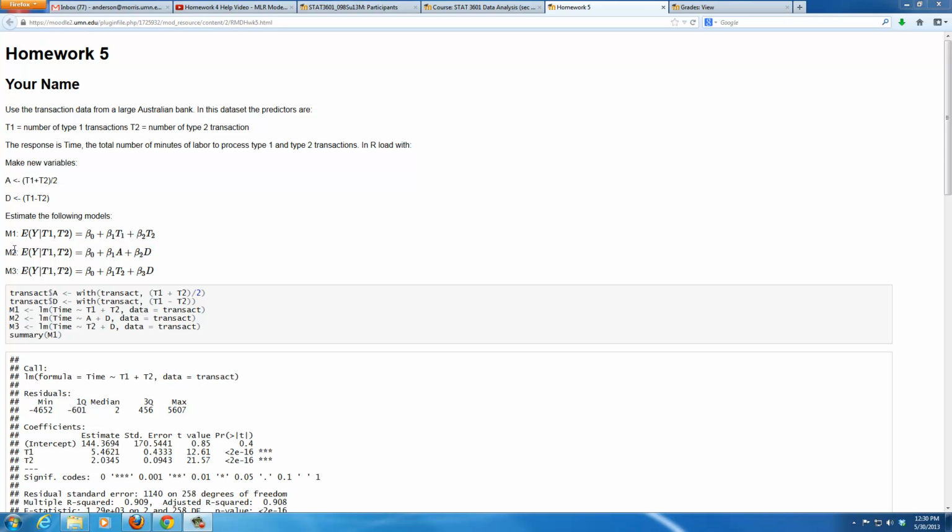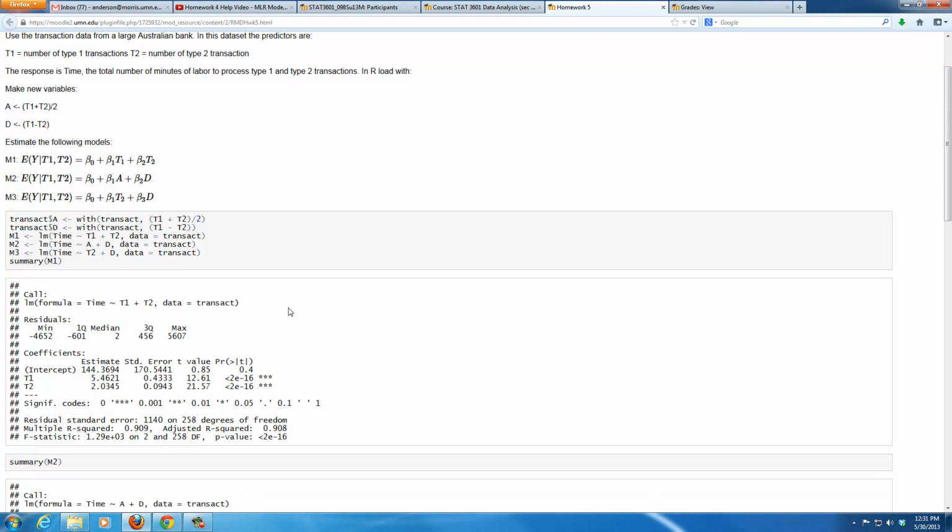And then we make three models, Model 1, Model 2, Model 3, with three different sets of predictor variables. The first one is the conventional model that just has an individual term for type 1 and type 2 transactions. Model 2 has an average plus the difference between the two types, and Model 3 has the number of type 2s plus the difference between the number of type 1s and type 2s. And those models and those variables are constructed in this first code block.